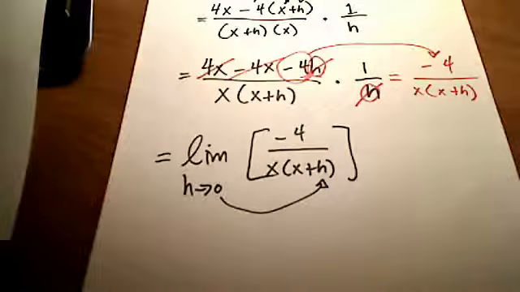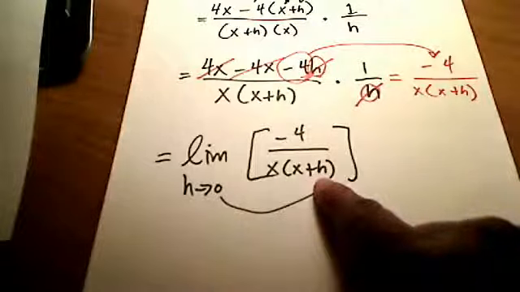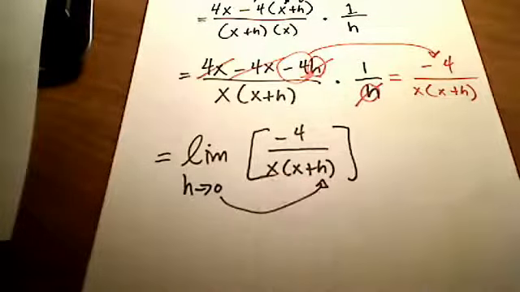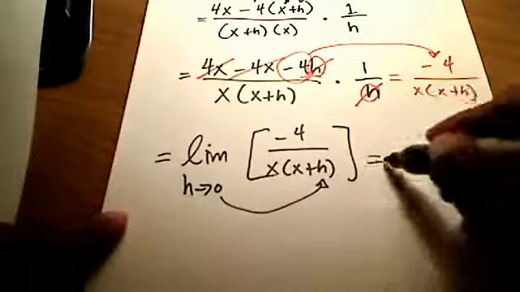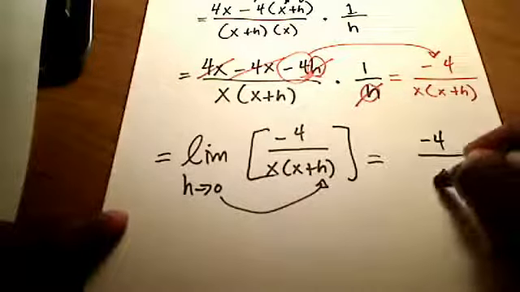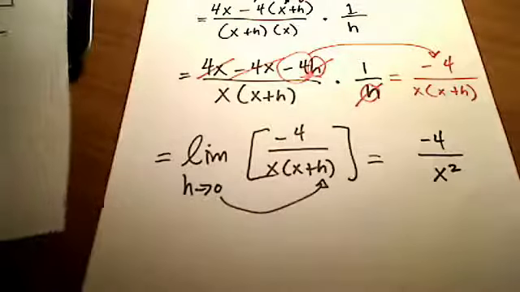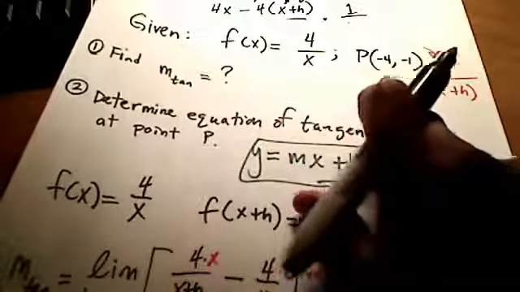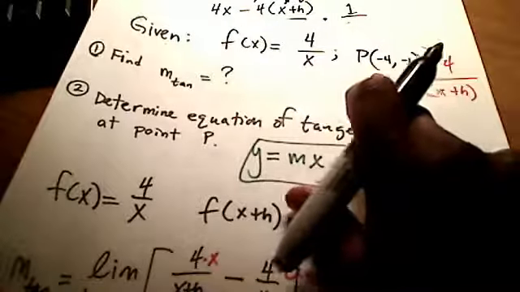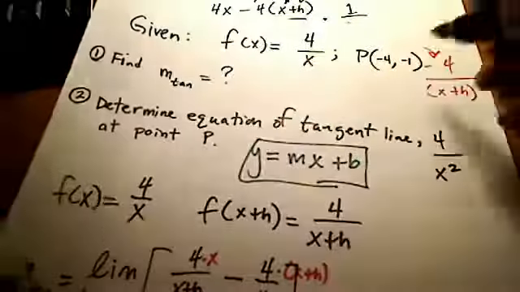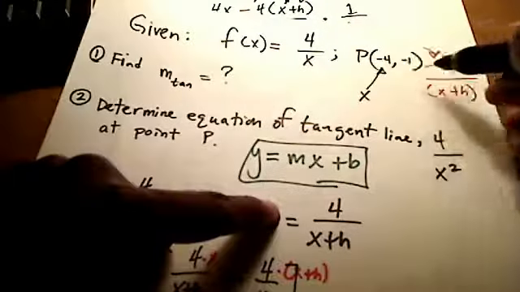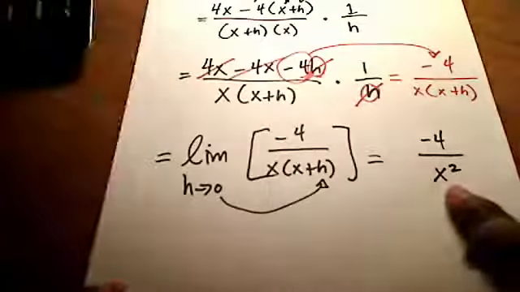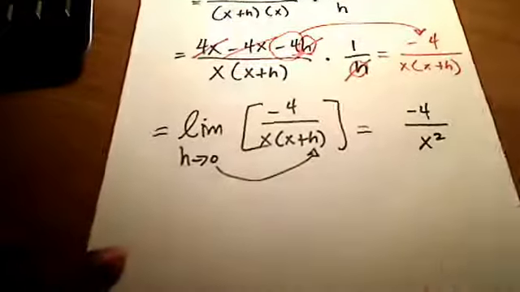If I pop in a 0 right there, I hope you see that I really have x plus 0, which is just x, and this x times that x leaves me with an x squared on the bottom. So all of this shrinks down to negative 4 over x squared. Now again, remember what we were given at the very beginning of the problem was to plug in this point P at negative 4 comma negative 1, which means my x value is a negative 4. Okay, so in place of x squared, I'm going to stick in negative 4. I'm actually going to evaluate this out.